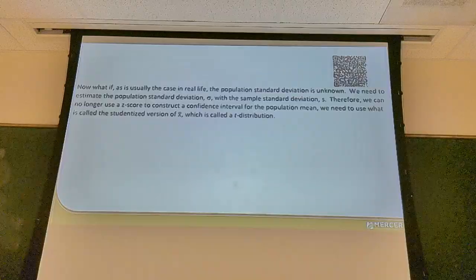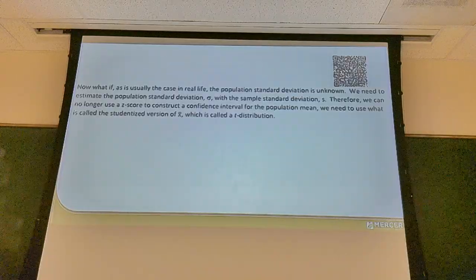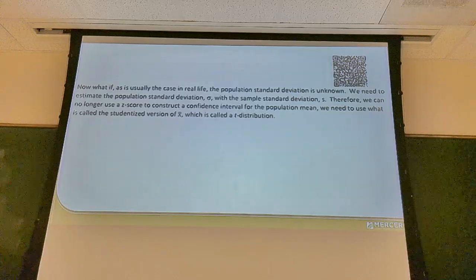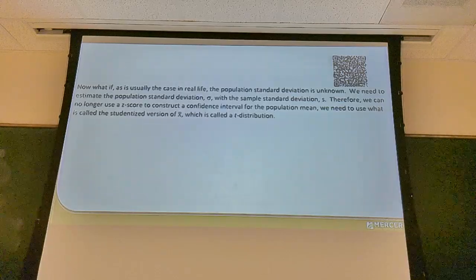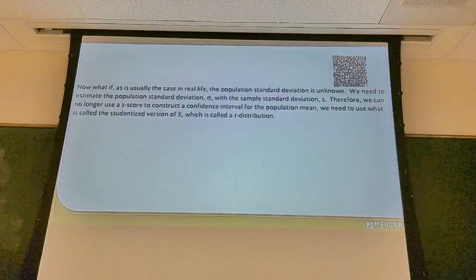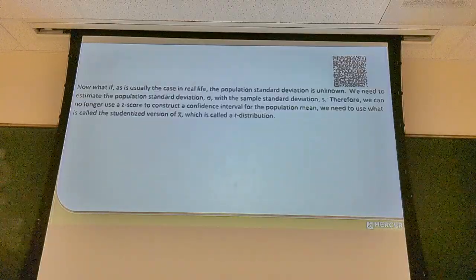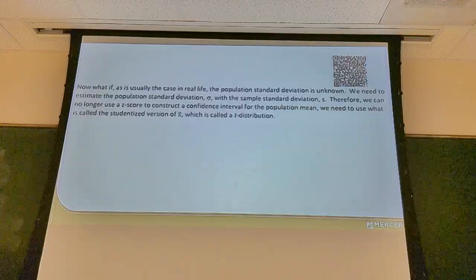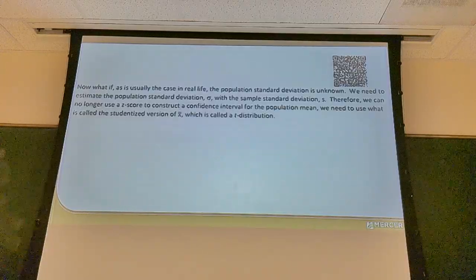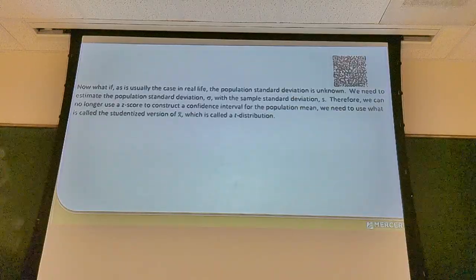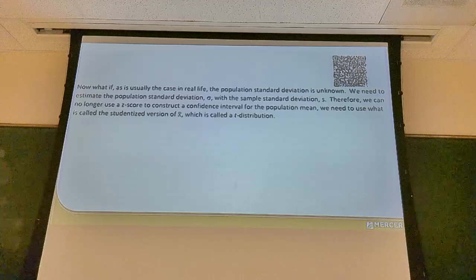In real life, you typically don't know the population standard deviation, right? Because if you did, there'd be no point in finding an interval for the mean, because you know the mean. If the standard deviation of the population is unknown, we can no longer use the Z distribution, and we can no longer use a normal distribution. Instead, we use what's called the student's T distribution, or just simply the T distribution.